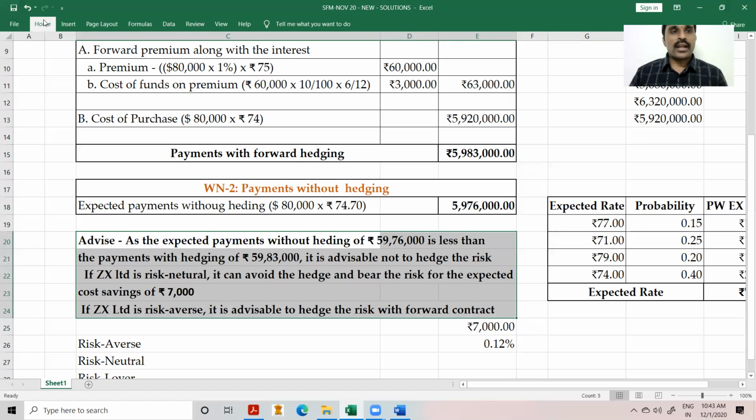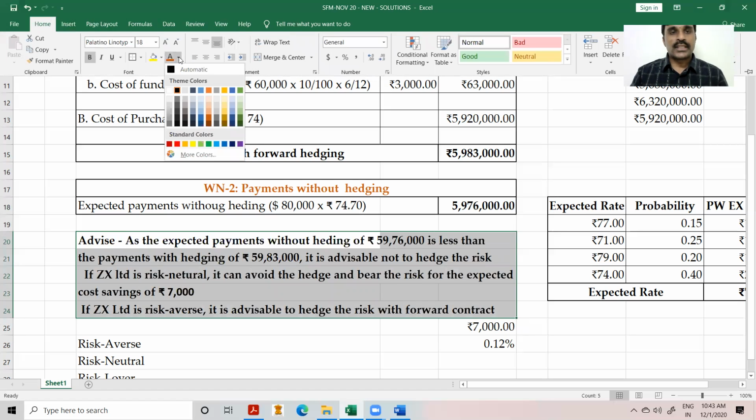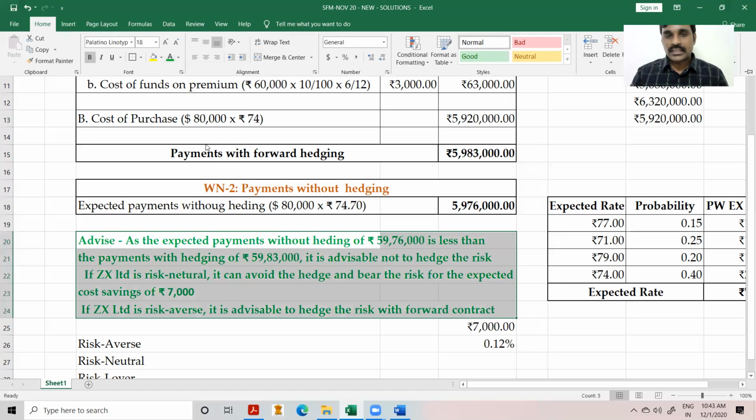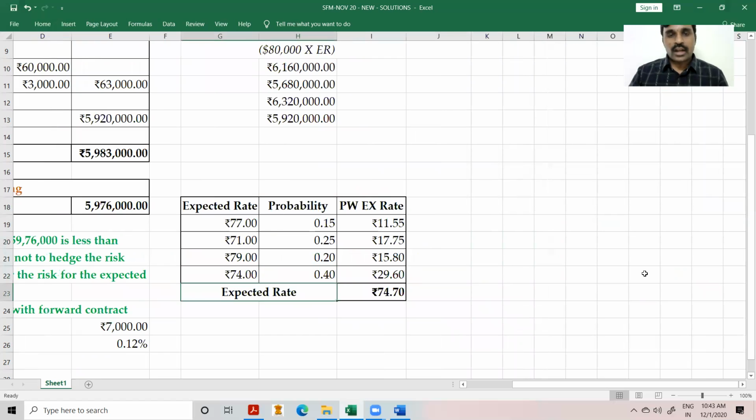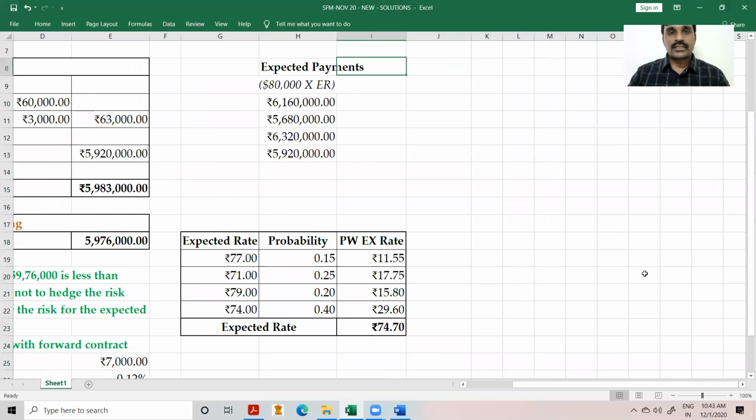But in the corporate world, I'll show you the presentation, how to make this presentation. This is not the correct way of presenting. It may be easy for you to present in this way, but that is not the correct way. I'll show you the correct way of presenting. First point is expected payments. First, you have to write this expected rate.